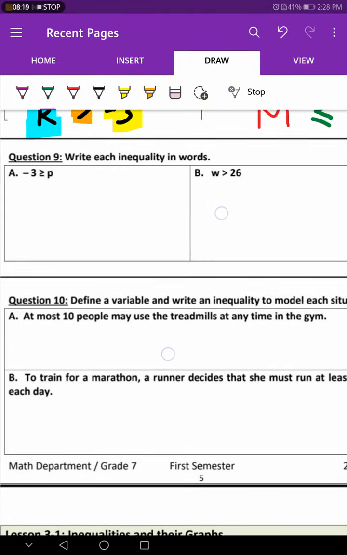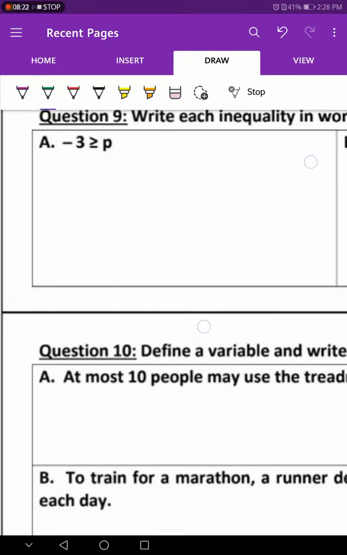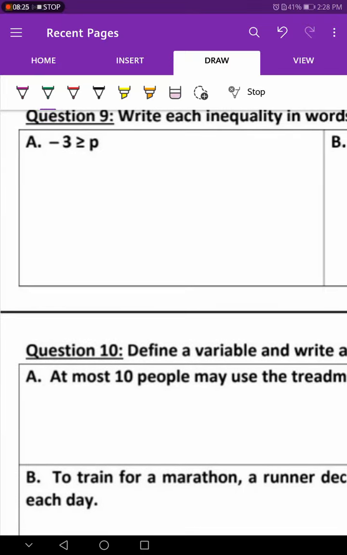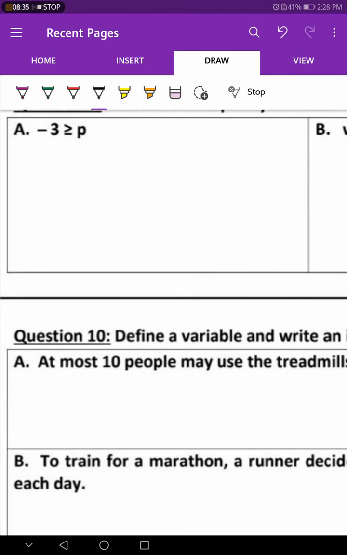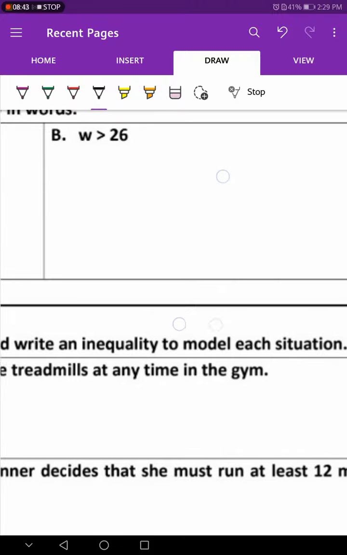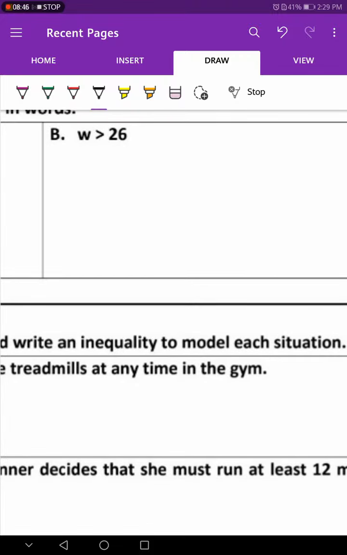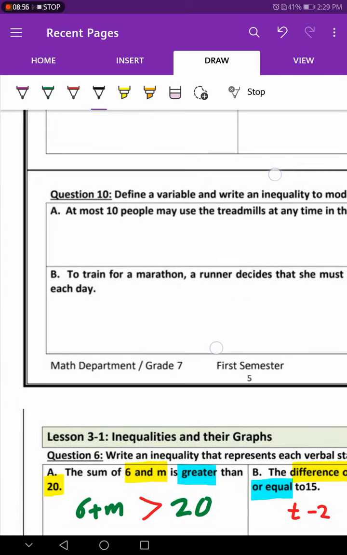Now number 9. Write each inequality in words. Can you read it? P less than or equal negative 3. So here we just read it, Ryan, and this is the solution. Again, read it: P less than or equal negative 3. So you write P less than or equal negative 3. And here? W greater than 26. Okay, start from the letter. You have to read from the letter all the time, Ryan. Great boy. Really great boy.